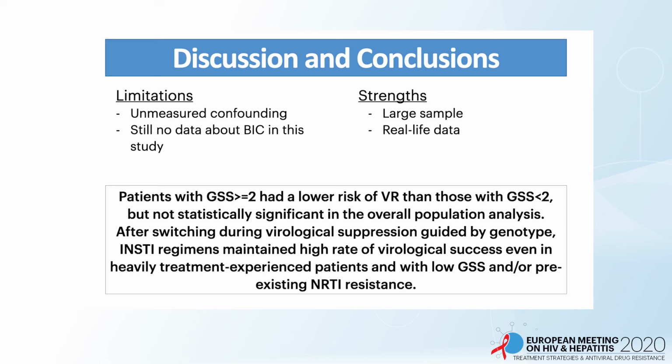In general, after switching during virological suppression guided by genotype, all the INSTI regimens maintained a high rate of virological success, even in heavily treatment-experienced patients and even with low GSS and or pre-existing NRTI resistance.